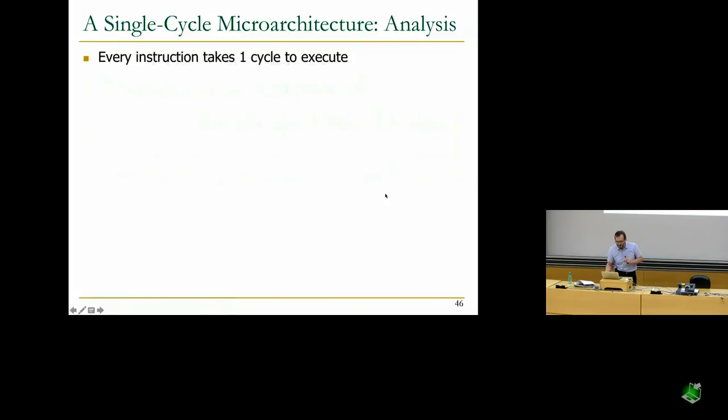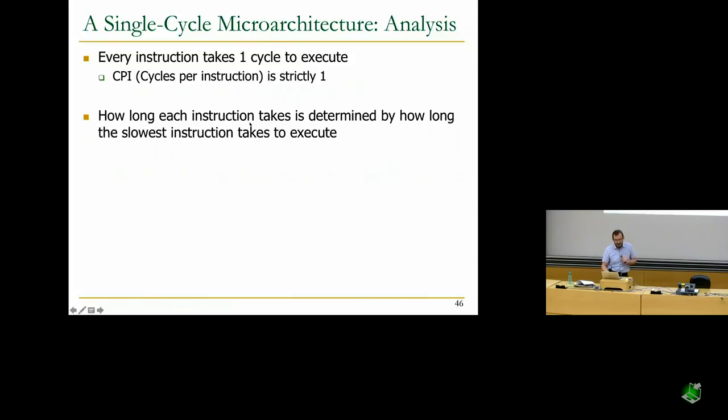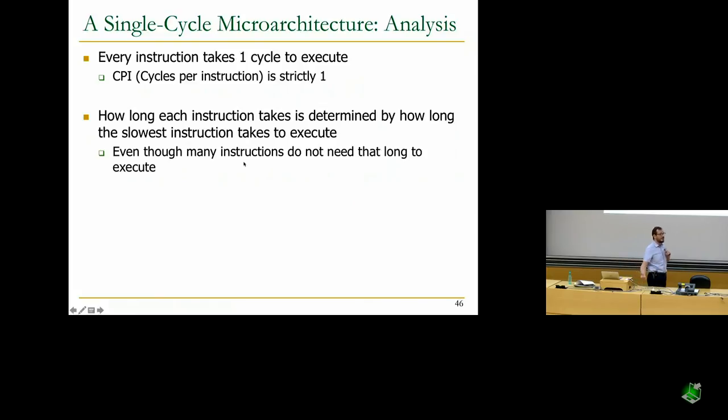Okay, so let's do the performance analysis of our single cycle design. As I said, each instruction takes 1 clock cycle to execute. That's obvious. How long each instruction takes to execute is determined by the slowest instruction now. Because every instruction takes 1 cycle, the slowest instruction determines your cycle time. That's the answer to the question earlier. Even though many instructions do not need that long to execute, right? Some instruction, like the jump that we've seen, doesn't really need to go through reading a register, reading memory, doing something in the ALU, writing the result back into the register file. That's a very long process.